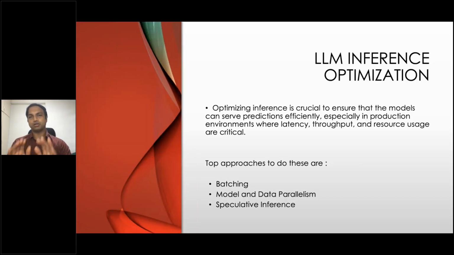Now, all that I have spoken about is more about compressing the size. But when you are dealing with high memory, high throughput, low latency kinds of applications, the thing that you need to optimize is your inference as well. So how do you take such models and optimize them? Some of the examples that have worked really well for me are batching, speculative inference and model parallelism.